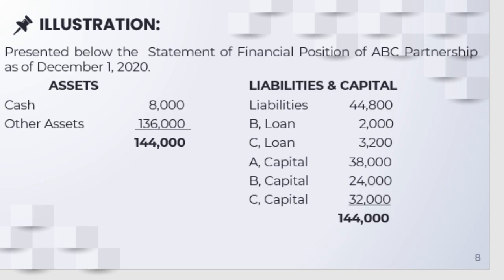Kapag tinanong tayo kung magkano yung capital interest ng isang partner, ang gagawin natin, yung kanyang loan and yung kanyang capital is i-add natin. Kapag naman yung loan is nasa asset siya, ibig sabihin, receivable siya ng partnership sa partner. So, yun, ibabawas natin yun sa kanyang capital kapag kukunin natin yung kanyang interest.